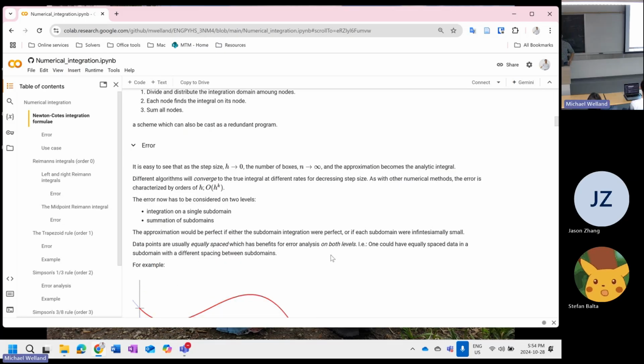You want them to be equally spaced, because when things are equally spaced, you can exploit certain symmetries and properties to eliminate the higher order terms. We're going to throw back to the Taylor series to show that.